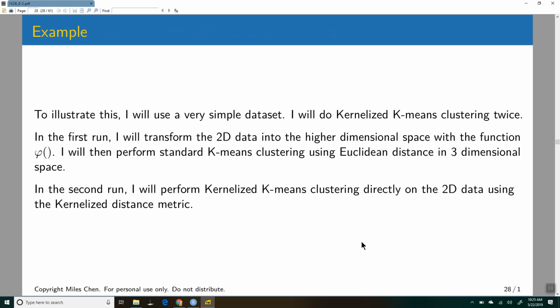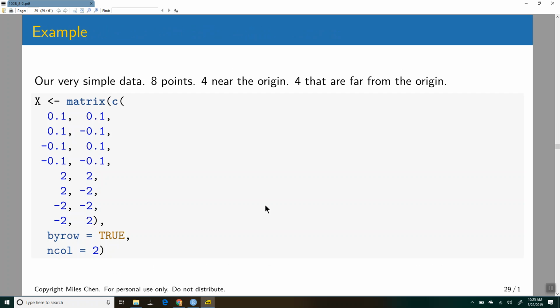But then I'll do it again, this time without any transformations and just using the straight kernelized distance metric, and we'll see that we get the same numbers, okay? Which is, I think, rather amazing, okay?